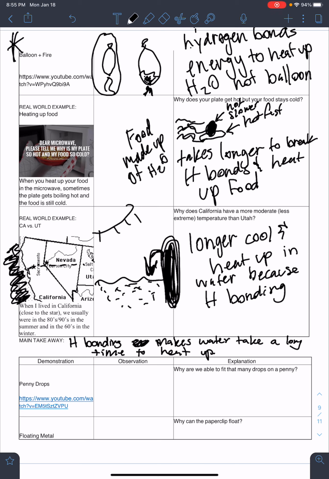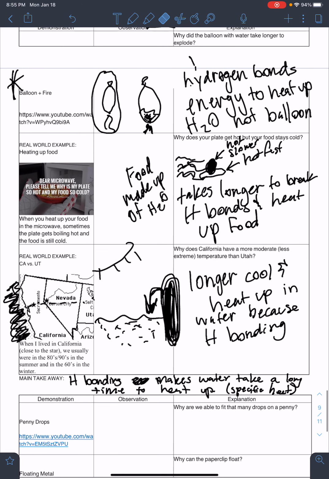Alright, so something like this. This also sometimes is referred to as specific heat, just if you're looking for scientific terms. So it has a high specific heat. Water does. Alright, hopefully this video is helpful.